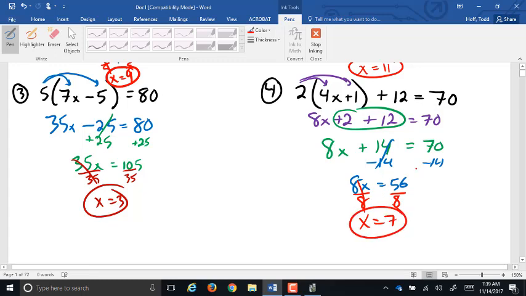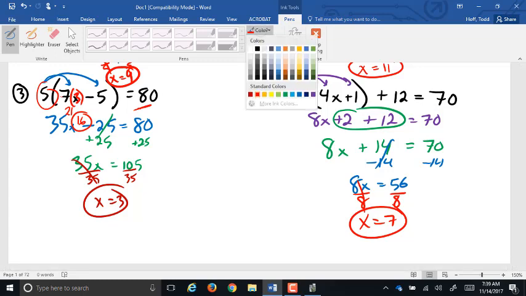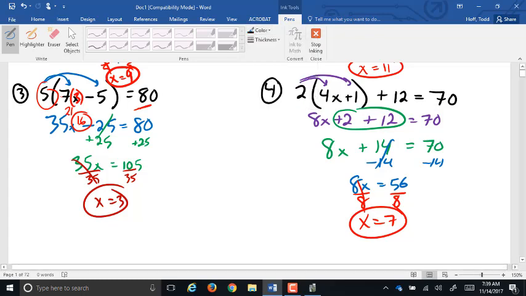Now on all of these, if you're unsure, you could go back and plug the number in. Like here, I can put 3 in there for x. 7 times 3 is 21. 21 minus 5 is 16. 5 times 16 does give us 80. So you can always plug those numbers back in and make sure they work out. Make sure you get the same number on both sides of the equal sign.